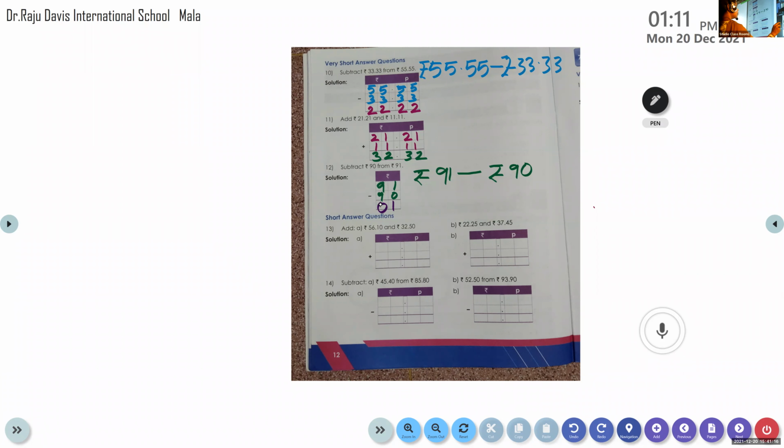Now, Asriya, please read question number 13A. 56 rupees and 10 paise and 32 rupees and 50 paise. Add and tell me the answer. Okay. Let's write the numbers. 56 rupees, 10 paise. 32 rupees, 50 paise.